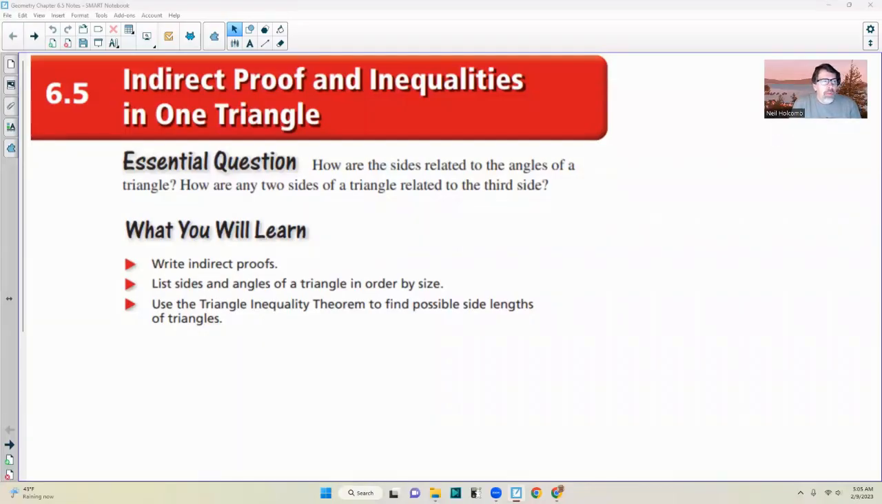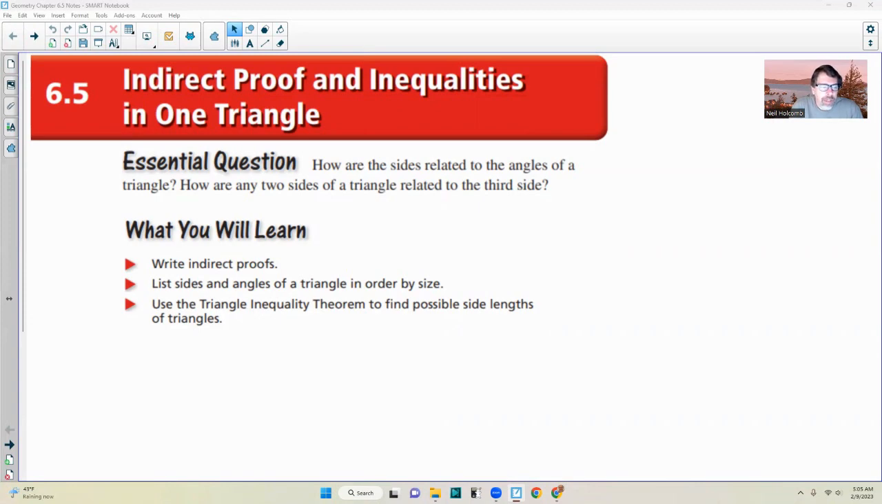Okay, welcome to 6.5. This is indirect proof and inequalities in one triangle. So the essential question for this chapter section says, how are the sides related to the angles of a triangle? And how are any two sides of a triangle related to the third side?